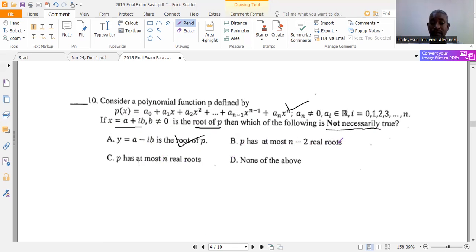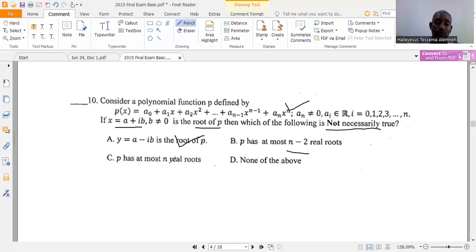Which means, since we have a polynomial function of degree n, it will have at most n roots. So we get two of these roots, and the two roots are complex numbers. So for a given polynomial function of degree n, it may have at most n roots, and two of them are complex numbers. So we have at most n minus 2 real roots.